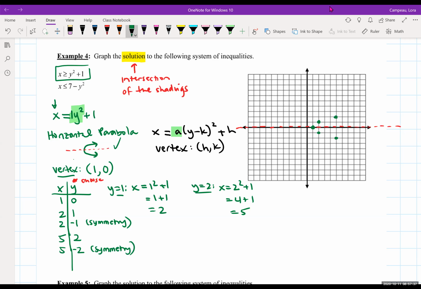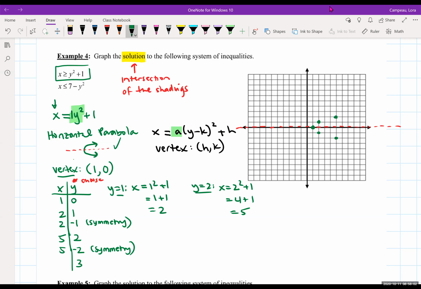So usually having these few points, I think it's 5 points on the parabola that are symmetric, is pretty good for accuracy. Sometimes you may see me pick another point if I have a little more room to account for. You might say, what happens when y equals 3? Feel free to explore that, but for the purposes of this accuracy, we are good to go.